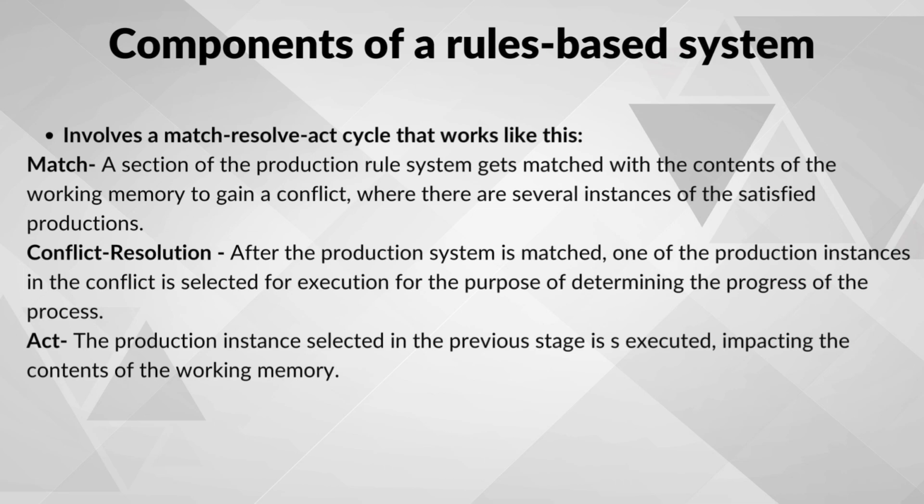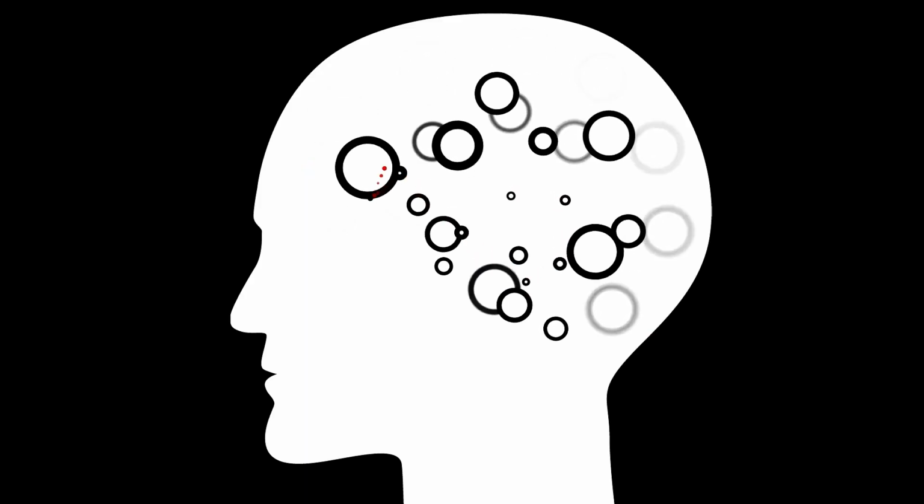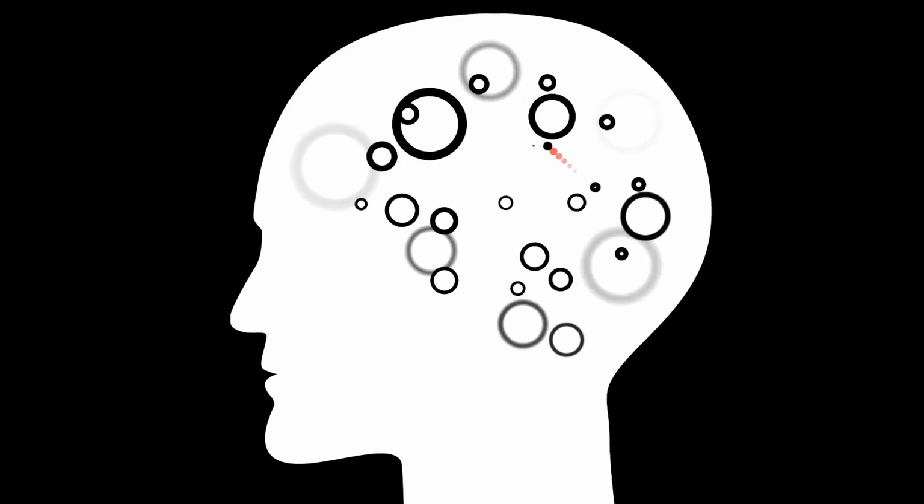Once a rule is chosen from the conflict resolution phase, the act phase is initiated. The selected rule's corresponding action is executed, potentially modifying the working memory's contents or generating an output that provides a solution, recommendation or decision. This cycle of match, conflict resolution and act forms the fundamental operational pattern of a rule based system, enabling it to make decisions and take actions based on rules and the current state of the working memory.